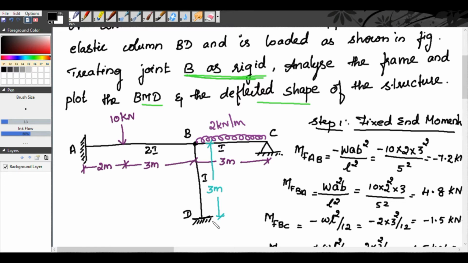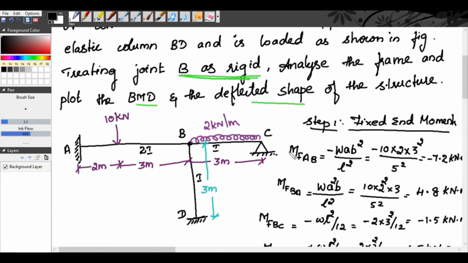See here, support A is a fixed support, C is a simple support, B is the intermediate support, and D is also a fixed support. In the span AB, you have a 10 kilonewton load acting at a distance of 2 meter from A. The total span length AB is 5 meter. The span BC consists of a UDL of 2 kilonewton per meter, and the span BD, this is the column, is 3 meter long. It does not have any load. The moment of inertia for the span AB is 2I, for the span BC is I, and for the span BD is also I.